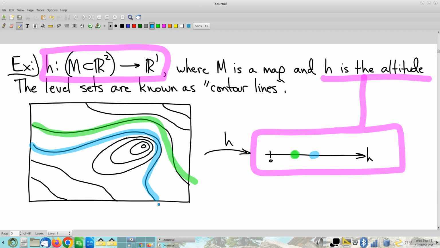Yes? So would you only use level sets for discrete values, or would you ever do... No, that's a great question. The problem is that your picture would get useless eventually, right? If I were to say, let's look at all possible altitudes, well, then I would have a picture that's entirely black, right?